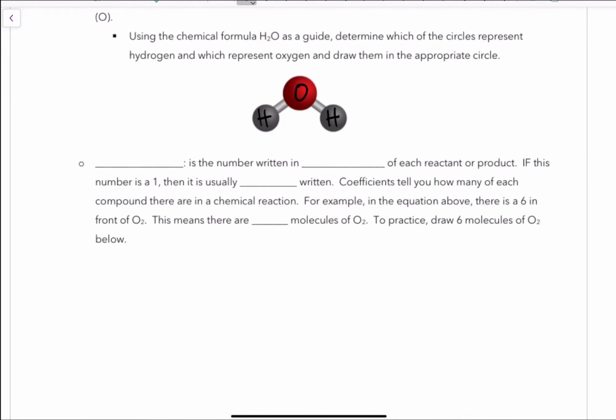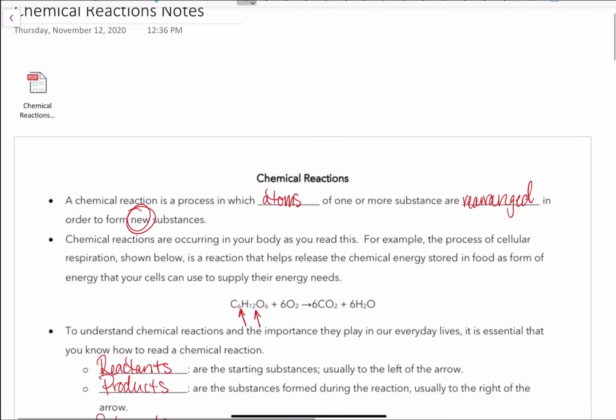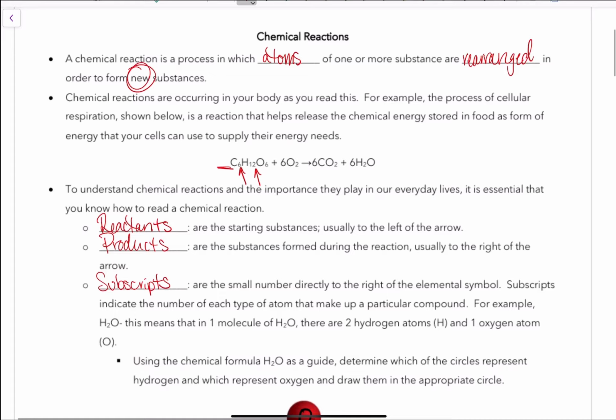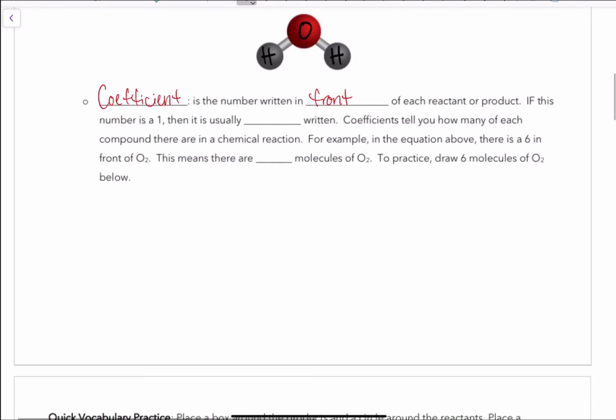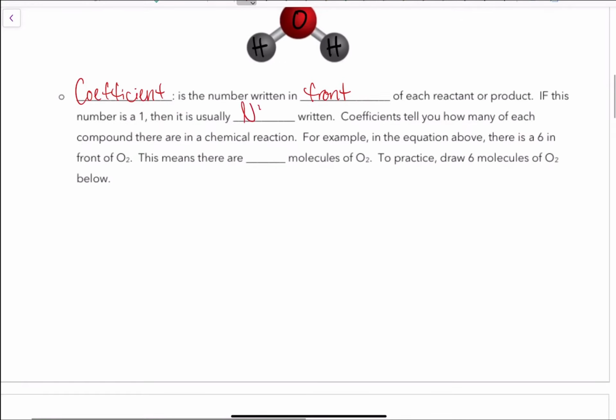A number that goes out front of a chemical formula is called a coefficient. So a coefficient is the number written in front of each reactant or product. So up here, we don't have a coefficient, so it means it's just 1. Our coefficient of O2 is 6, CO2 coefficient 6, and this one would be as well. So the coefficient is out front, and that tells us how many molecules we have. Once again, if this number is 1, then it usually is not written. So coefficients tell us how many of each compound there are in the reaction.